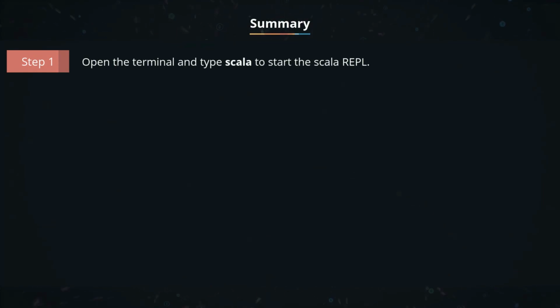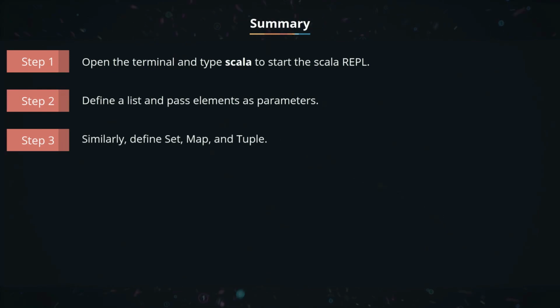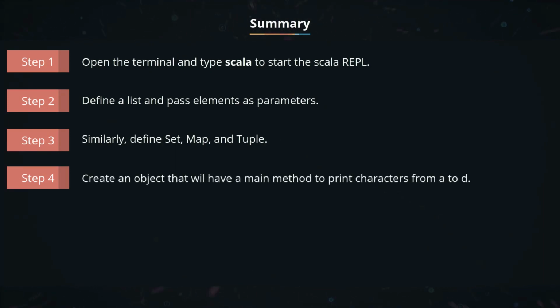Let me quickly show you the steps now. Step 1. Open the terminal and type Scala to start the Scala REPL. Step 2. Define a list and pass elements as parameters. Step 3. Similarly, define set, map, and tuple. Step 4. Create an object that will have a main method to print characters from A to D.